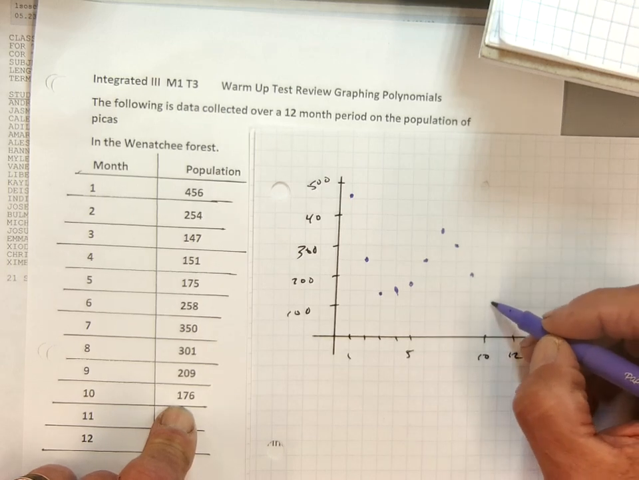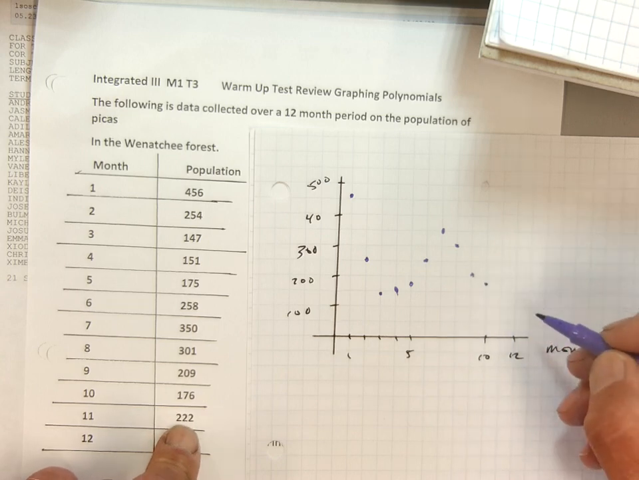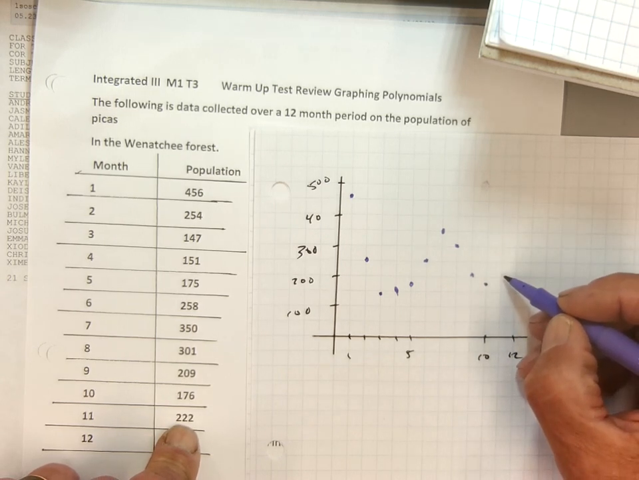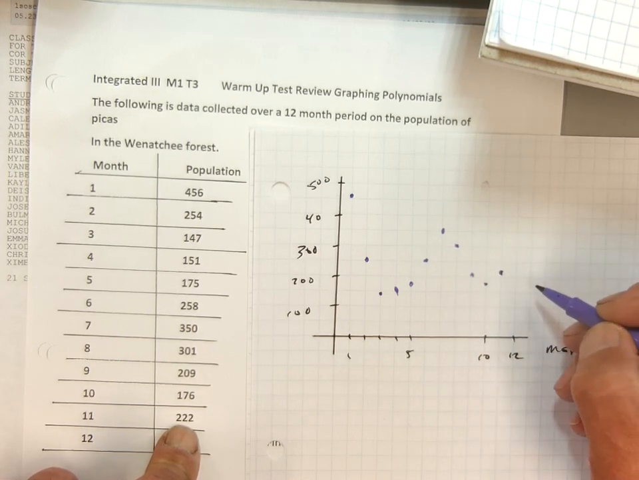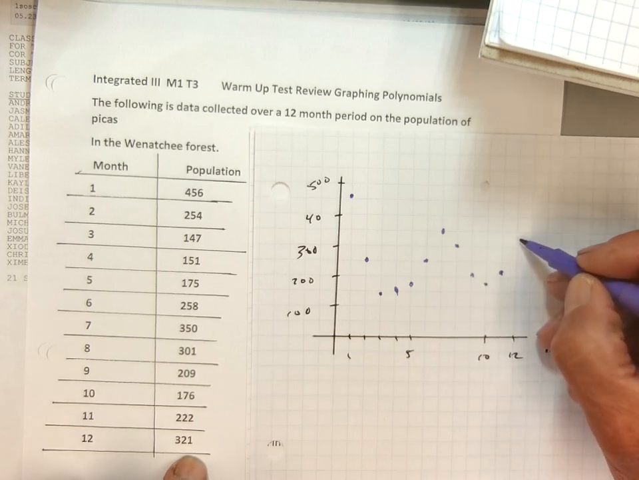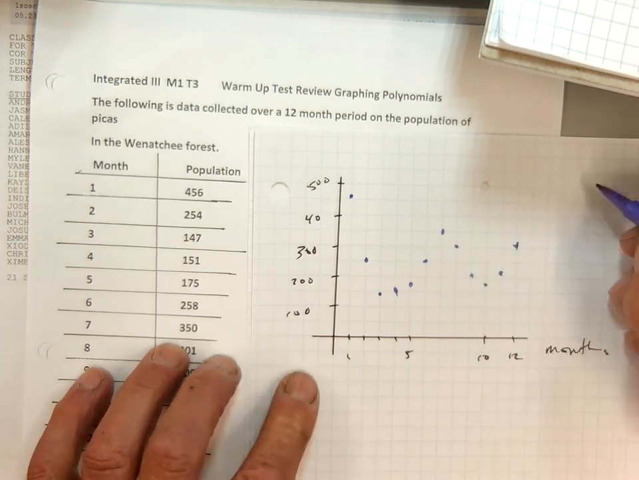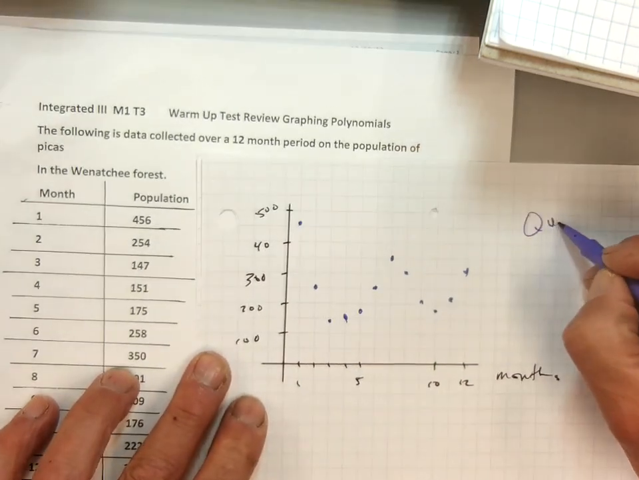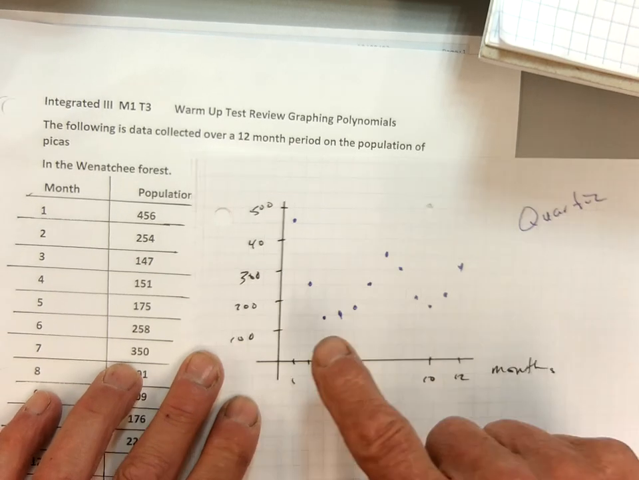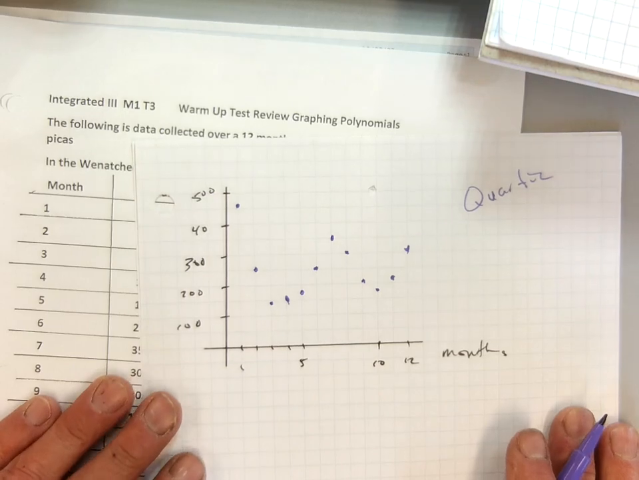176 for month 10. Yeah, maybe there. 222. Maybe there. And 321. It's got to be about there. Definitely looks quartic to me, for sure. It's got that wiggle. Looks like an M or a W, so definitely looks like a quartic.